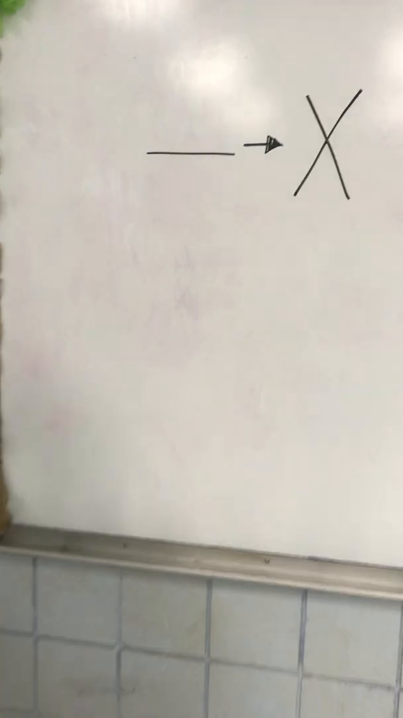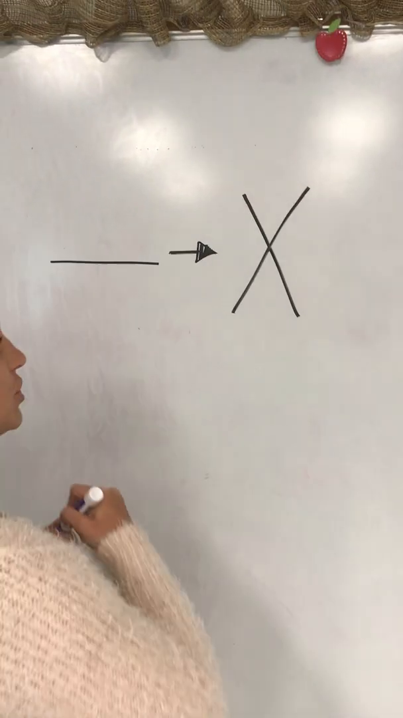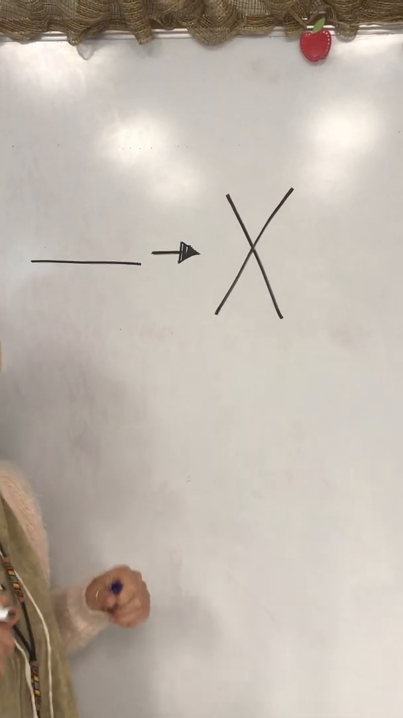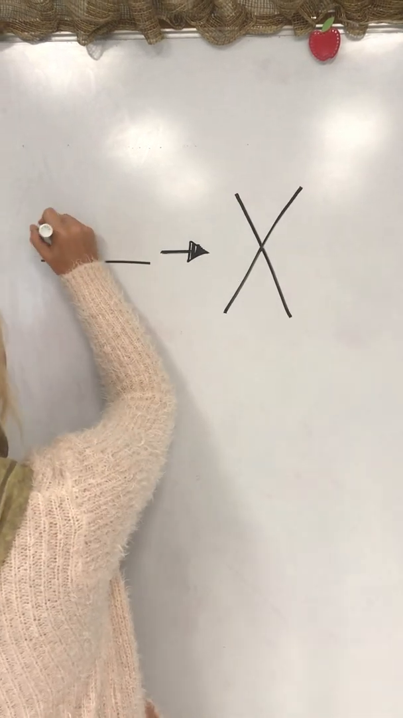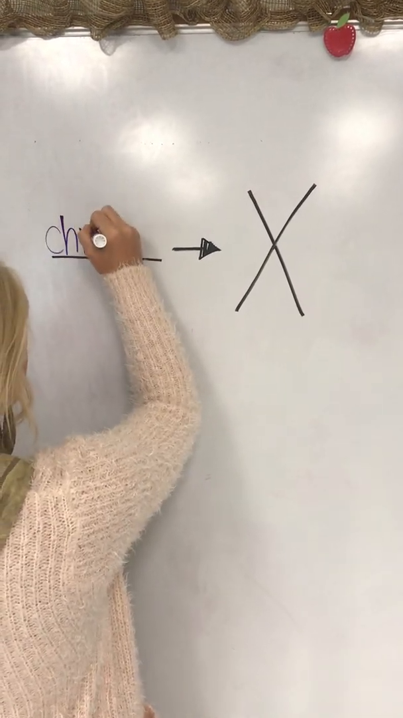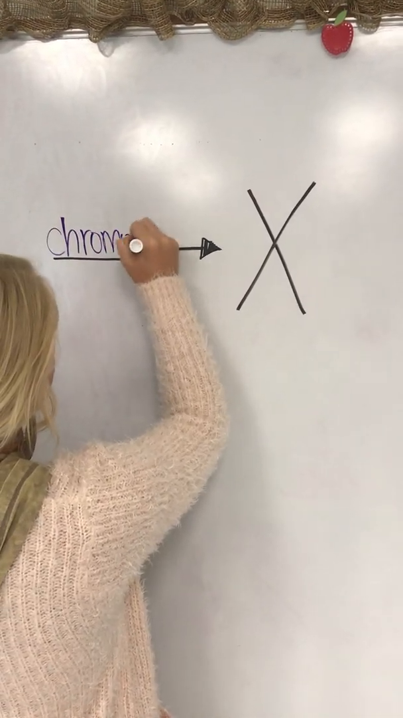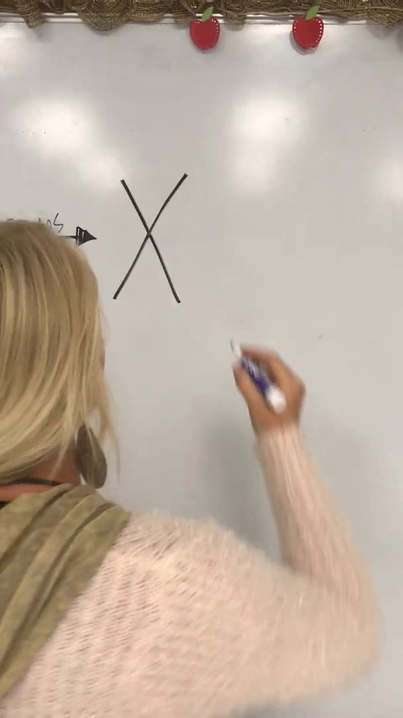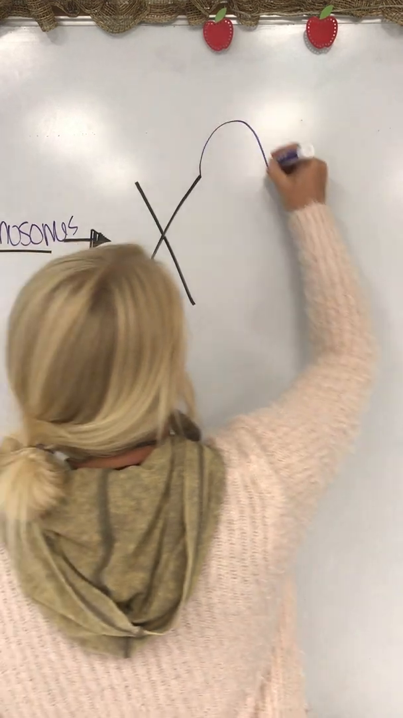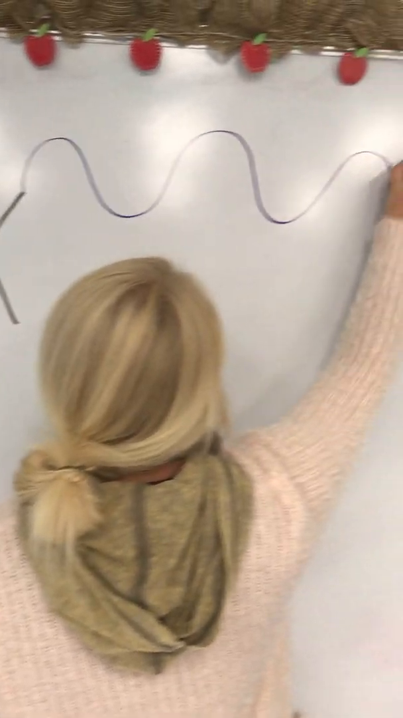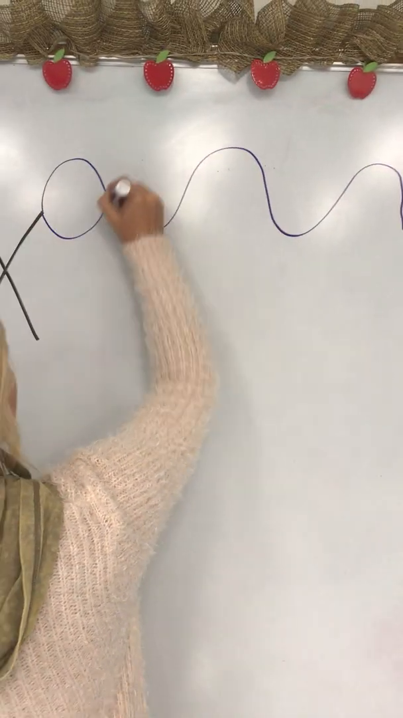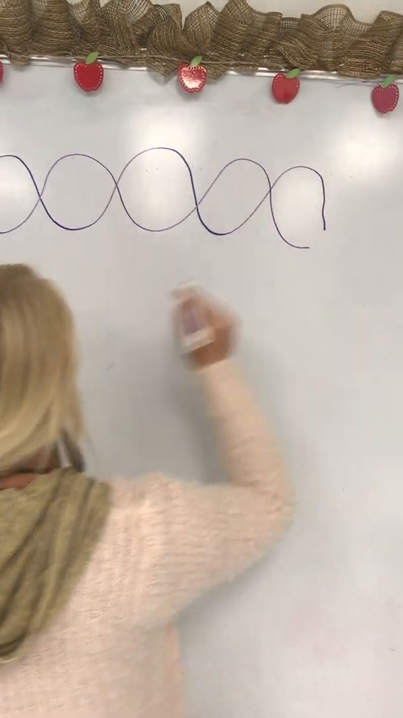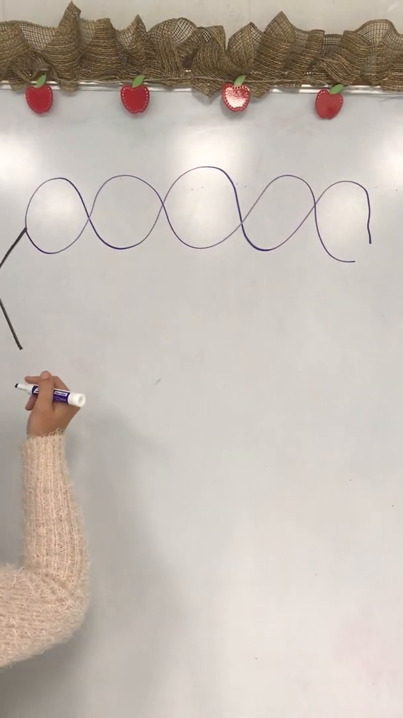Okay, so the way I like to do it, I just draw an X on the board, and that is going to represent my chromosome. You know, you get these from your parents. Alright, this is your chromosome. If you took a magnifying glass and you look inside of that chromosome, you're going to see a big coiled up section, and that is called your DNA strand.